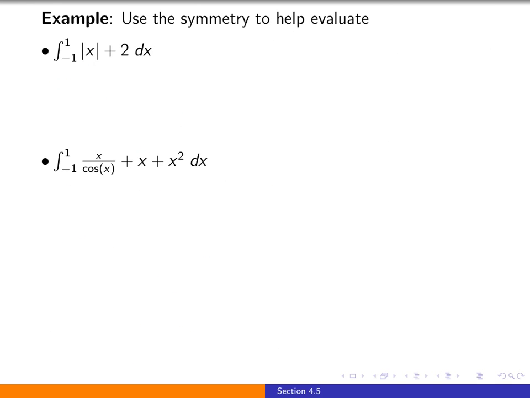So let's look at a couple more examples where the symmetry will become extremely useful in terms of evaluating the integral. So for this first example on the slide, absolute value x plus 2, I want to note that that is an even function.